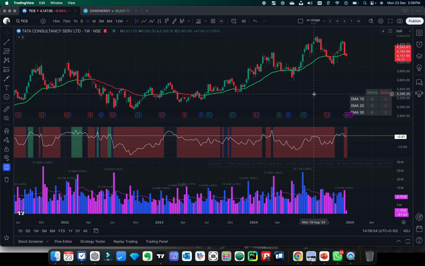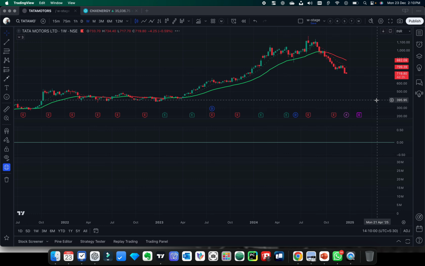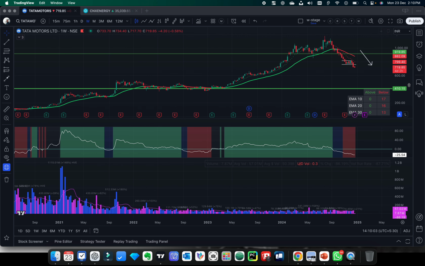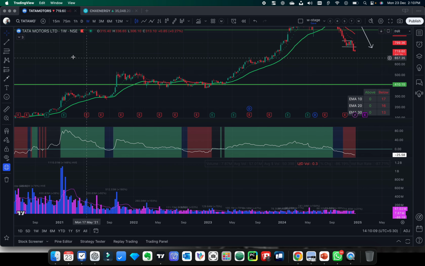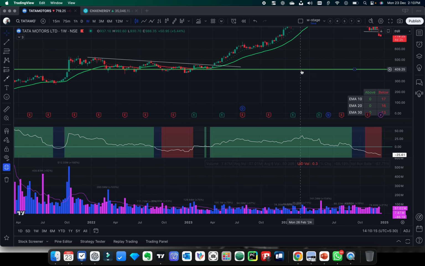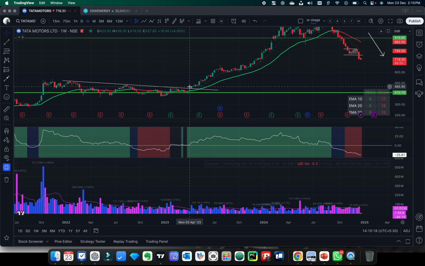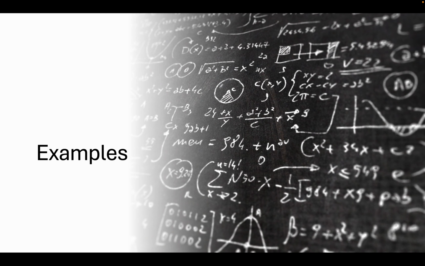Stage 2 examples, let me show you some other examples. Tata Motors. Now see, the stage 2 breakout happened here like this. We can draw a trend line, and once this breakout happens, RS becomes positive. It is outperforming the market. Volume on the breakout is positive, above average volume on the breakouts you can see, and the trend is continuing. So this is stage 2.